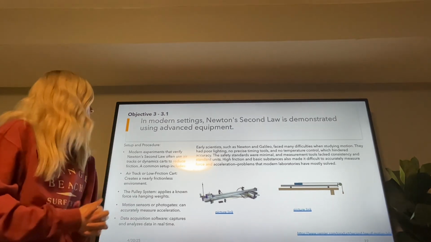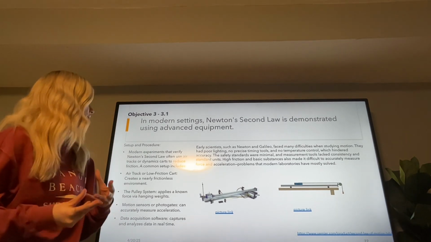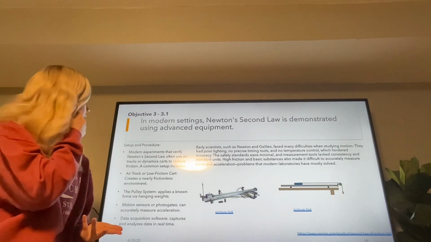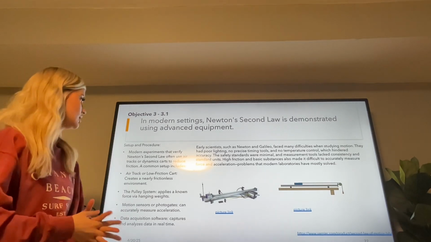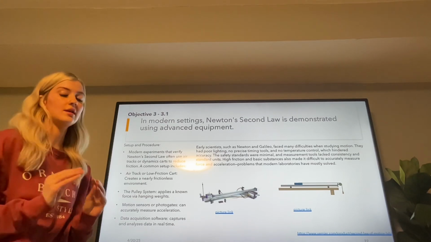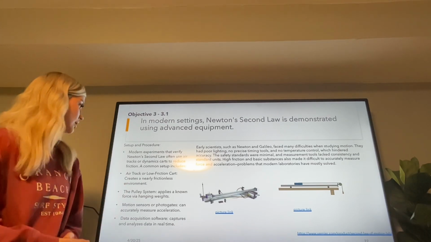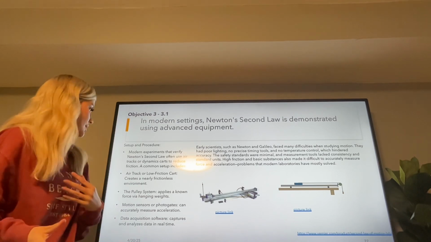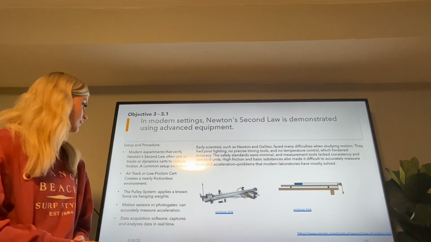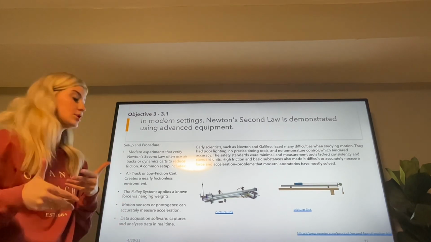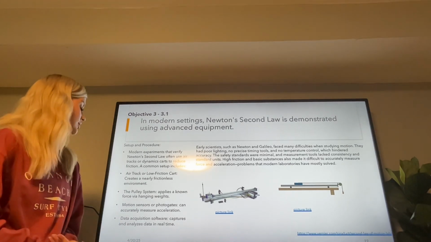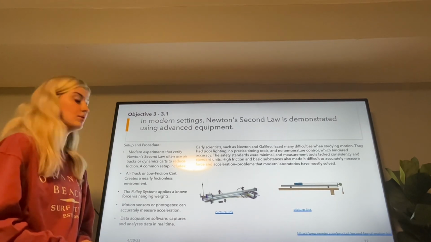Setup and procedure. Modern experiments that verify Newton's second law often use air tracks or dynamic carts to reduce friction. A common setup includes an air track or low-friction cart, which creates a nearly frictionless environment. The pulley system applies a known force via hanging weights. Motion sensors or photo gates can accurately measure acceleration. Data acquisition software captures and analyzes data in real time.